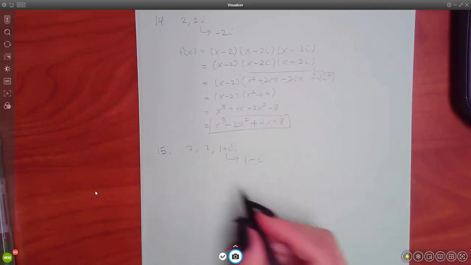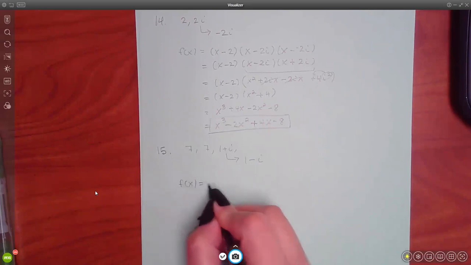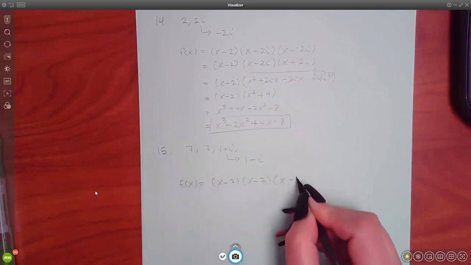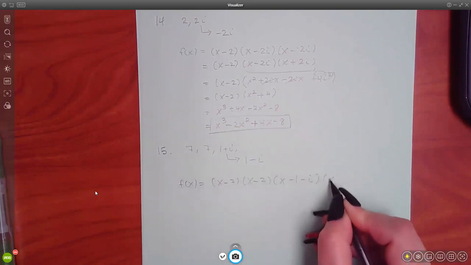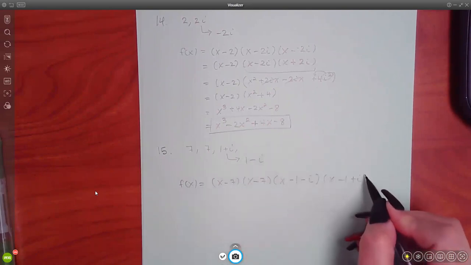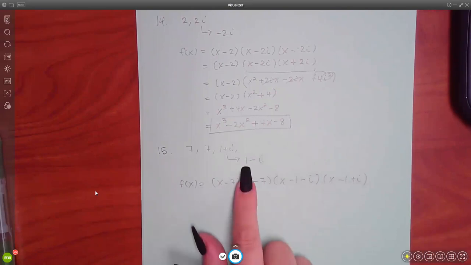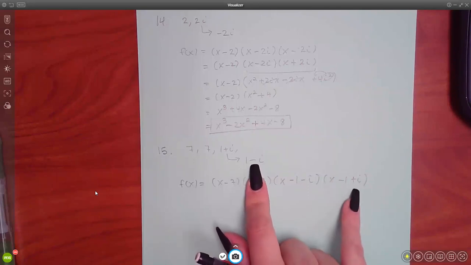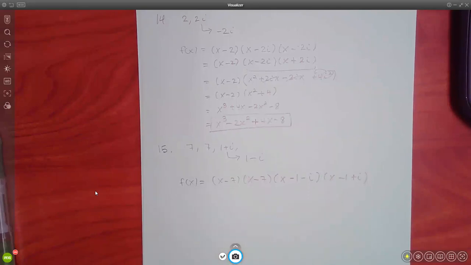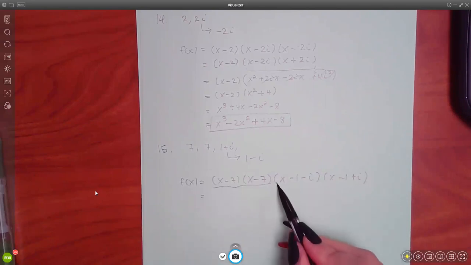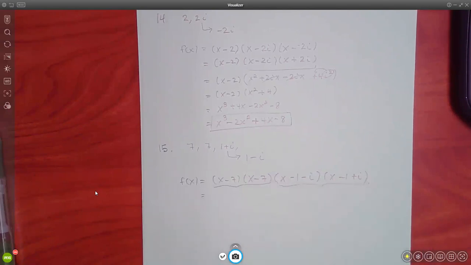Right? So let's put our function together. That would be x minus 7, another x minus 7, x minus 1 minus i, x minus 1, but the negative and the negative will actually make this plus i. Right? So when I minus the 1, it's just minus 1. But when I minus a negative i, I get that plus i. So this one, I do have something to multiply. I can multiply the two real ones together and the two imaginary ones together.